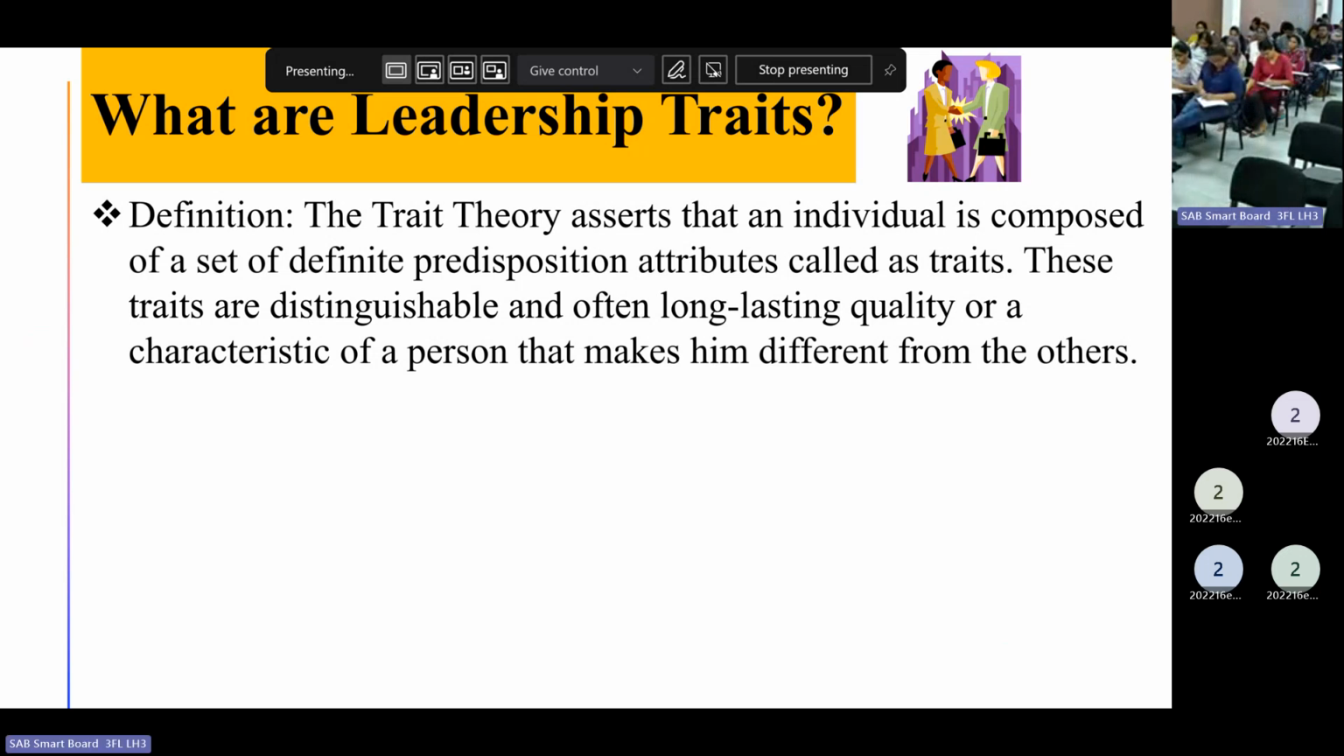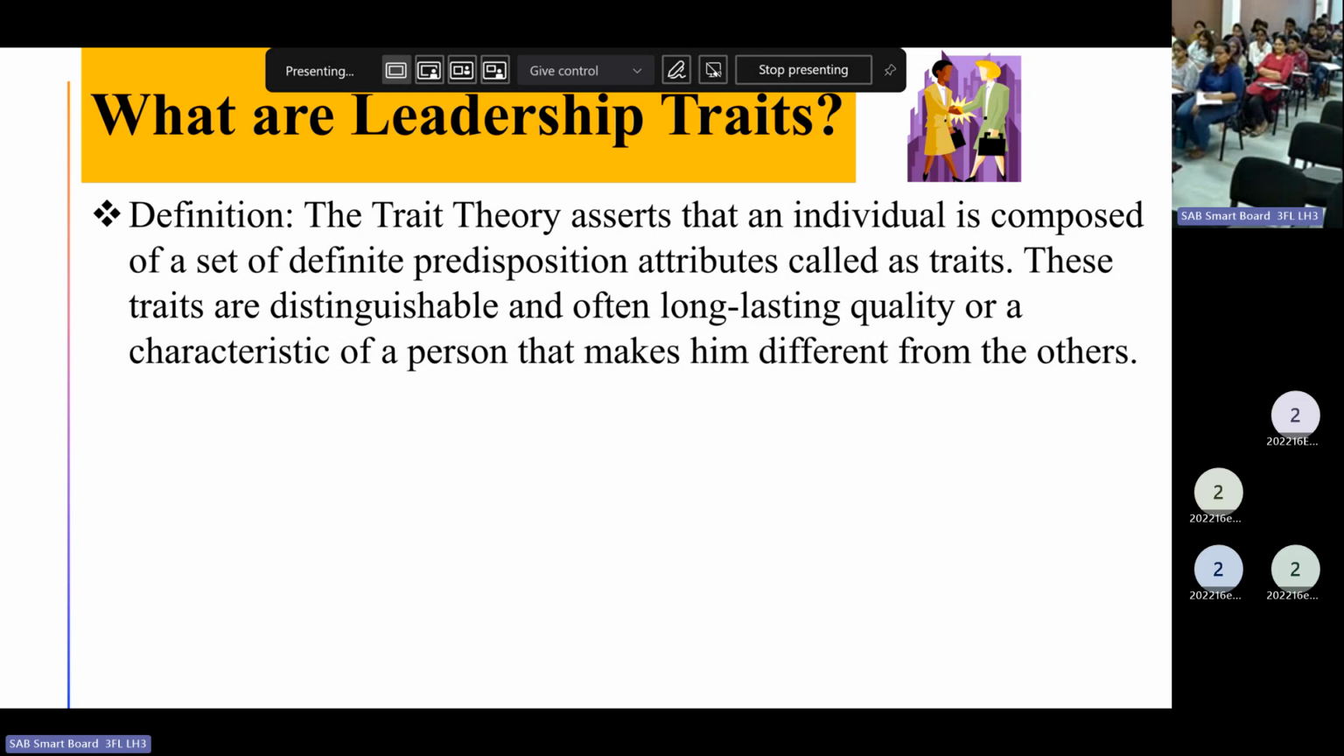Okay. So the trait theory asserts that an individual is composed of a set of definite predisposition attributes, called traits. You know what we mean by traits now? What are those traits? There are three categories of traits. What are the three categories? Personality, intelligence, and physical. They assume a person has these three types, and these could contribute to leadership achievement.